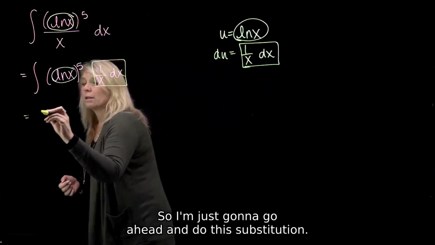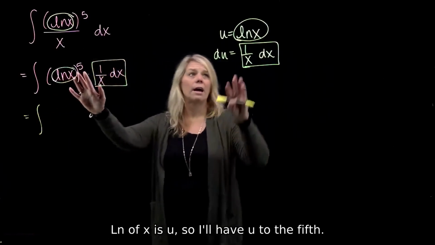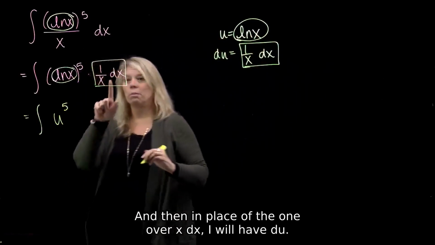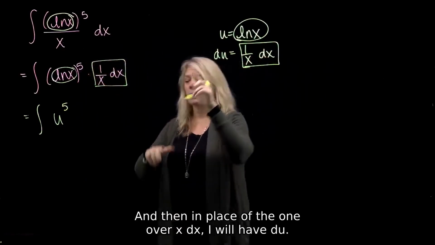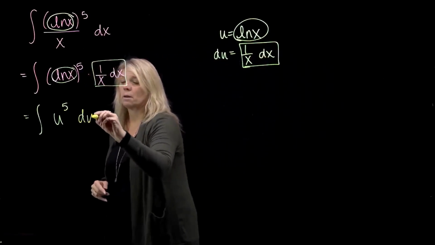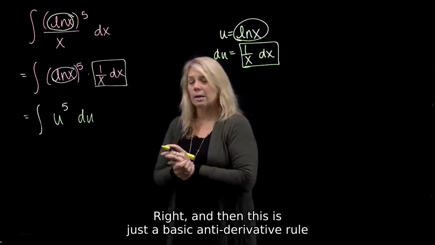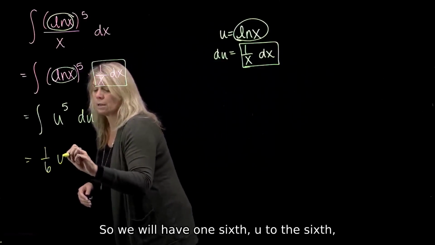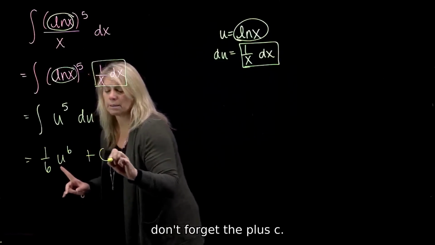So I'm just going to go ahead and do the substitution. ln of x is u, so I'll have u to the fifth. And then in place of the 1 over x dx, I will have du. Right? And then this is just a basic antiderivative rule that you know. So we will have 1/6 u to the sixth. Don't forget the plus c.